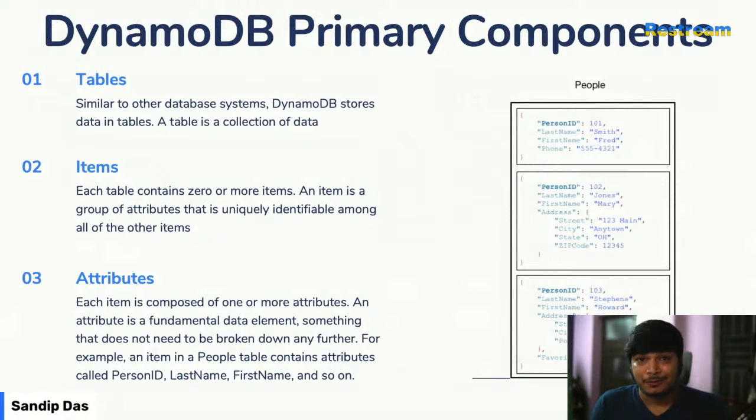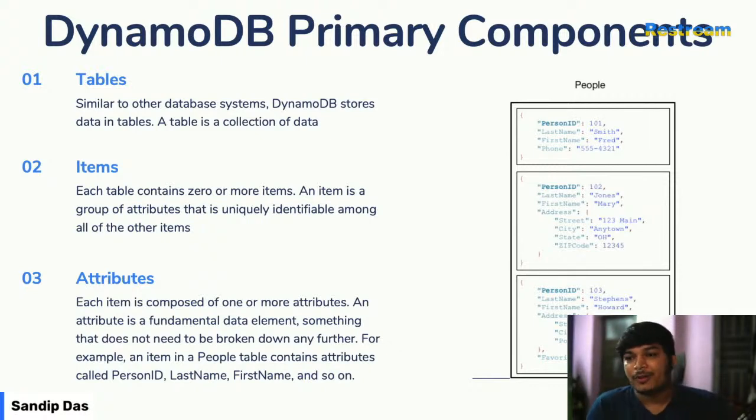Now the third point is the attributes, which I'm just talking about. Each item is composed of one or more attributes, of course. Each record that I explained in the browser using the editor, and here also you can see at the top in this people table, each record has its own fields, or attributes. An attribute is a fundamental data element, the basic element for data storage, something that does not need to be broken down any further. You can say it's the minimum explainable unit of the data.